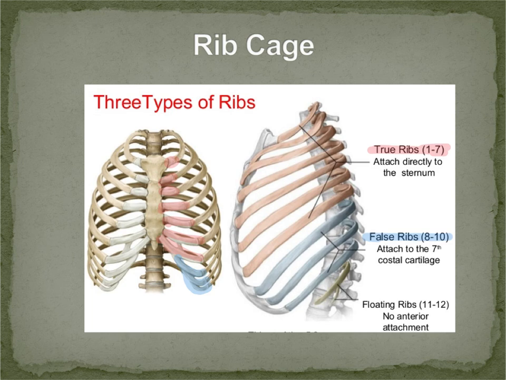And then finally you have the floating ribs, which do not attach at all to the front. They're attached to the back. You can see them here and here. Kind of have to look behind the thoracic cage. Those are floating ribs.